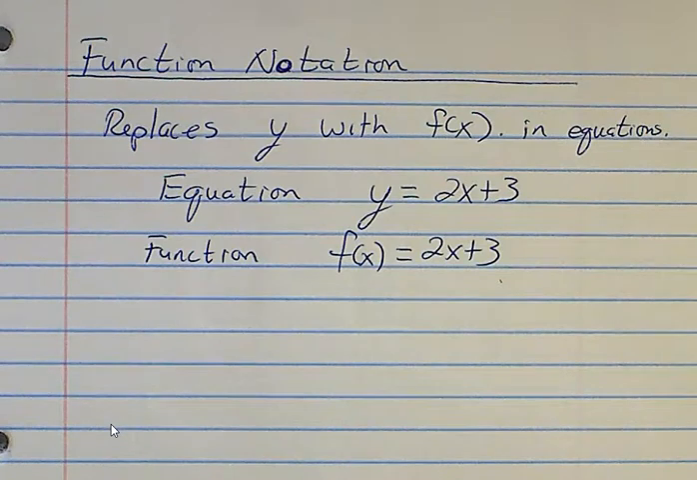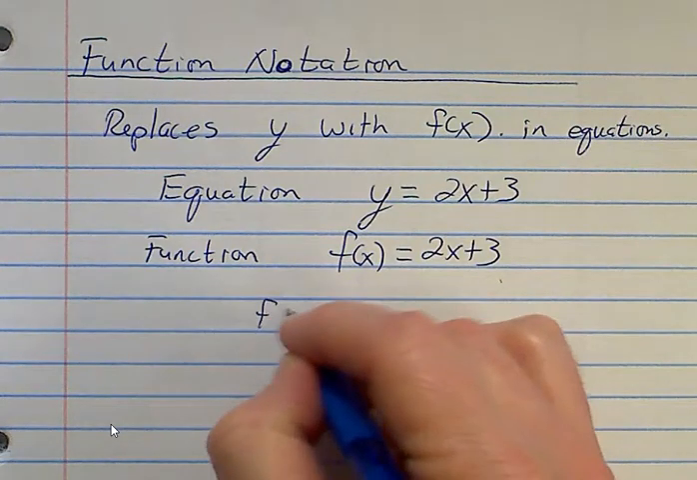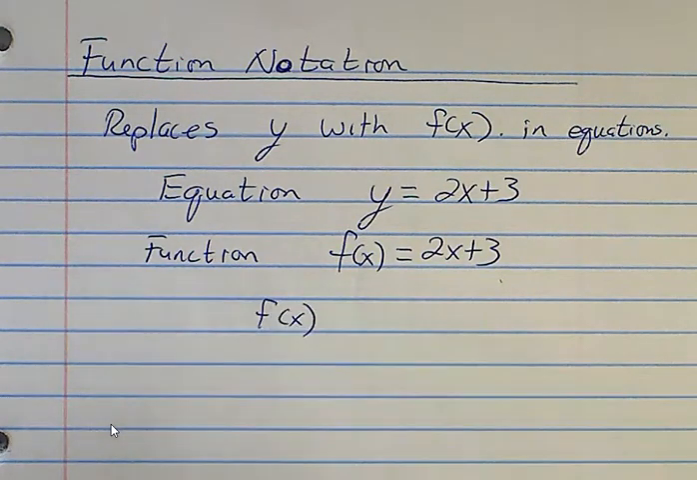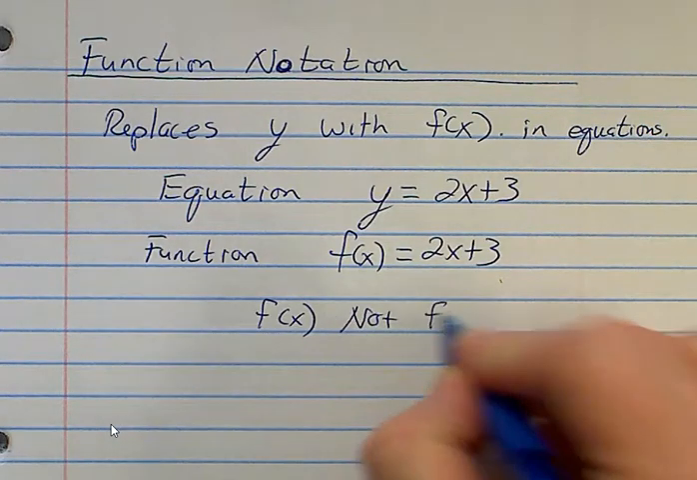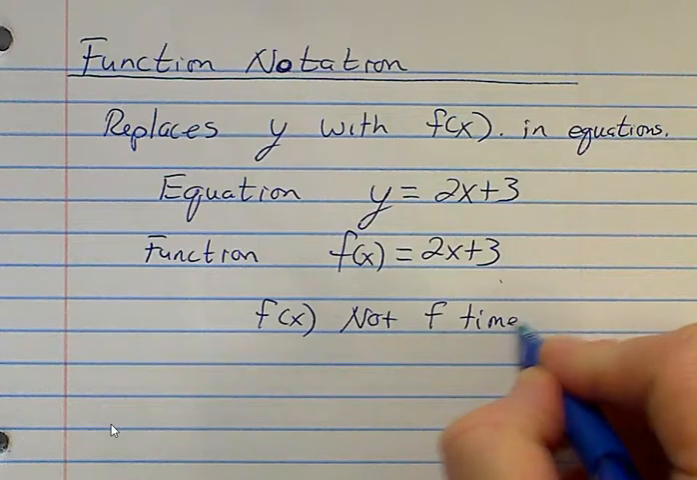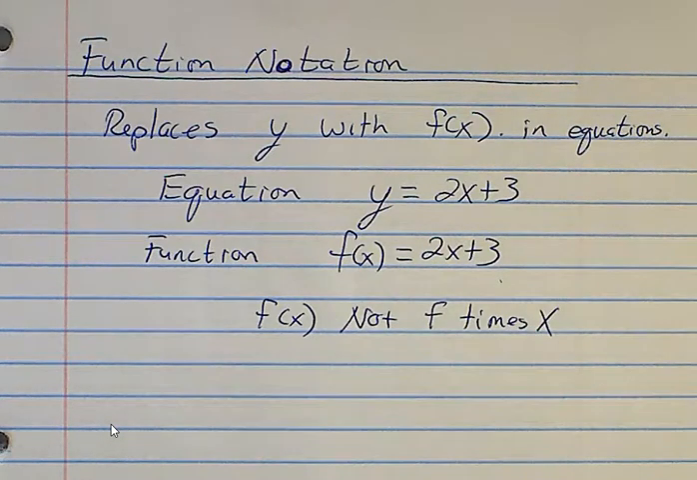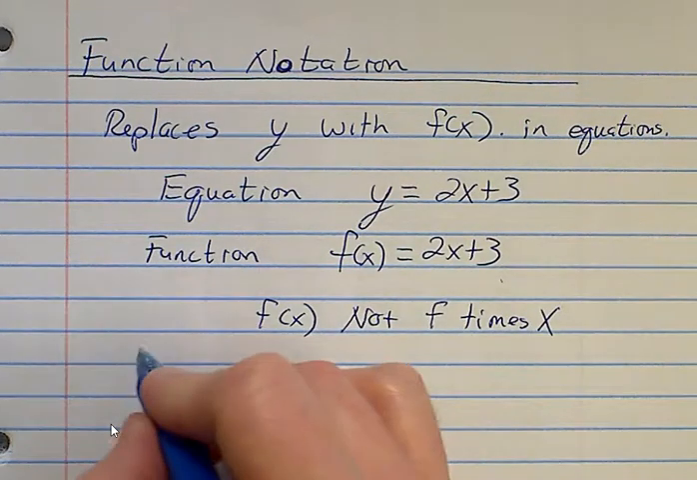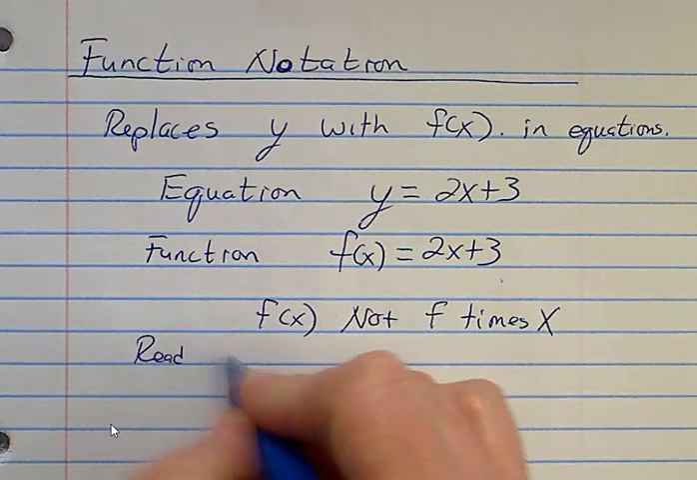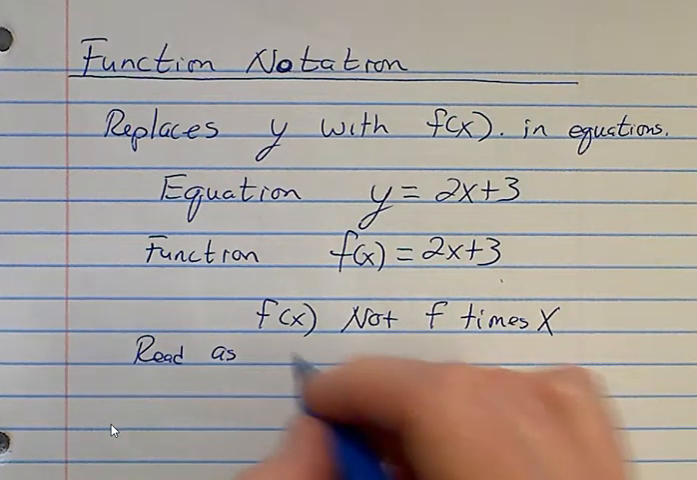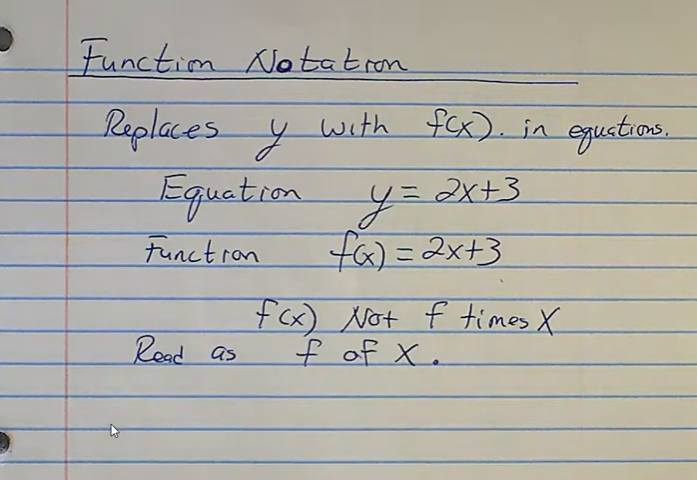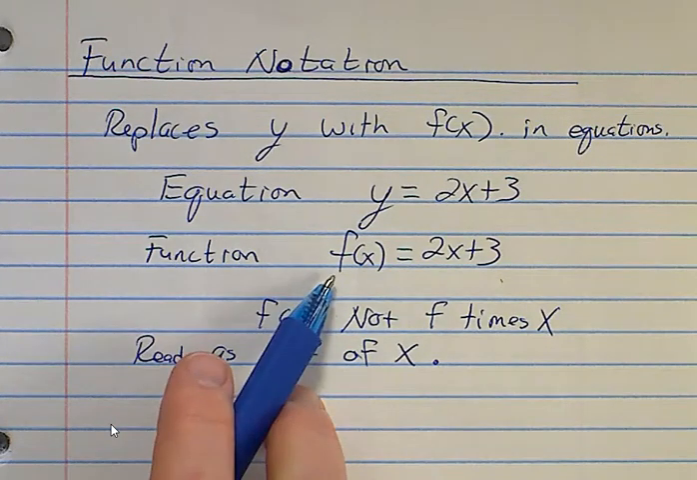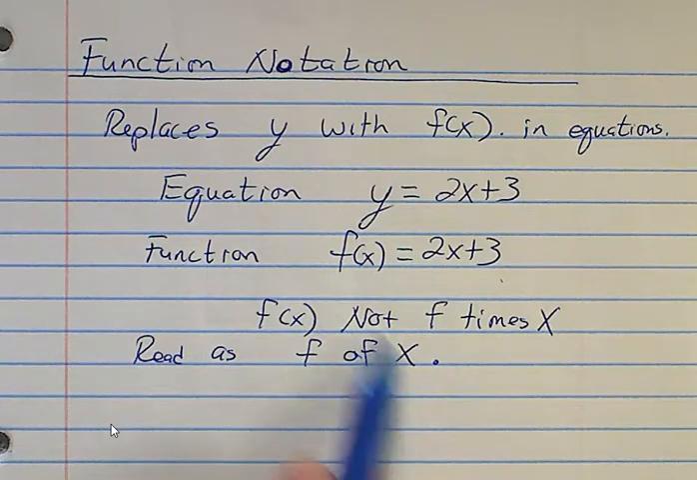Now, here's the only catch with this one, and this will happen every now and again. When you have this f parentheses x, this is not f times x. When you have that, you read that as f of x. Basically, f is like the function you're working with, and x is the number we're going to plug in here.